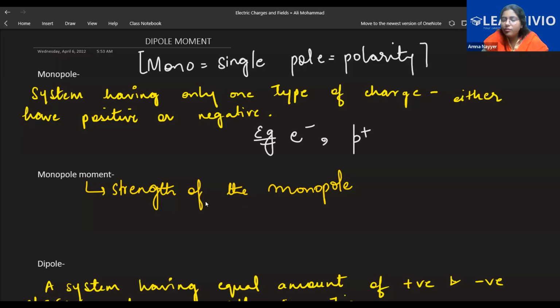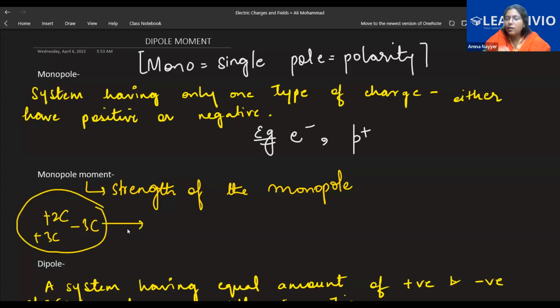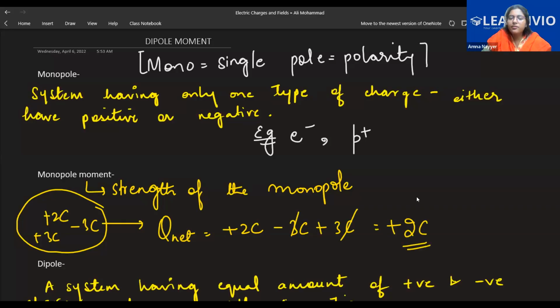For strength of monopole, if I have a system of plus 2 coulomb, minus 3 coulomb, plus 3 coulomb and so on, for calculation of the charge I can simply calculate the net charge as plus 2 coulomb minus 3 coulomb plus 3 coulomb, and I'll get the net charge as plus 2 coulomb. So this is giving me a strength.